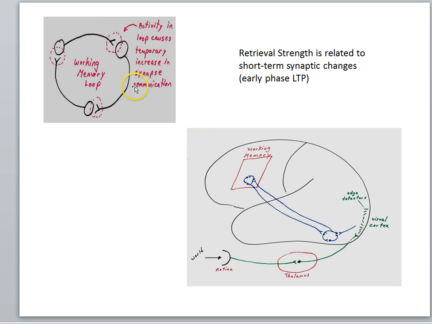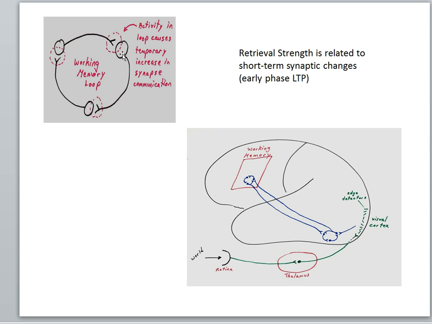So if we just engage in a loop of neural activity, there will be temporary increases in the strength of the synapses. And so for Bjork, we can think of this as being related to the idea of retrieval strength. When we were just studying our flashcards and going over them, we had that information in our working memory. And if we just put it away for a moment and then come back to it, those synapses are still temporarily strengthened.